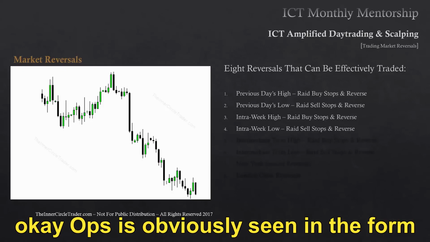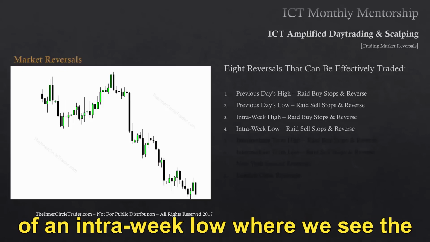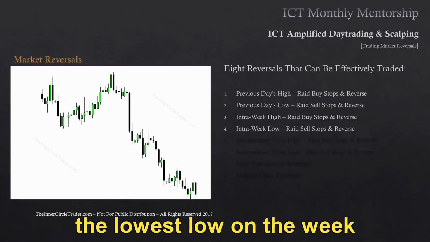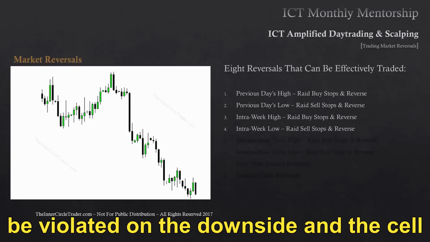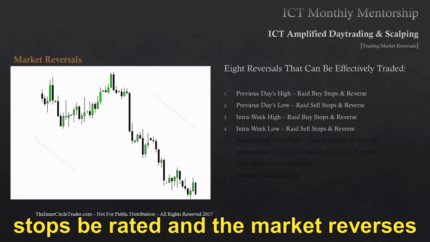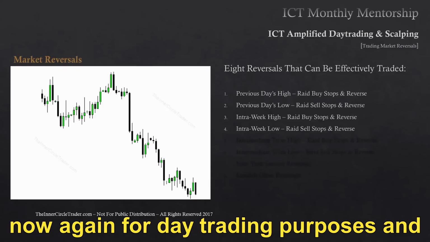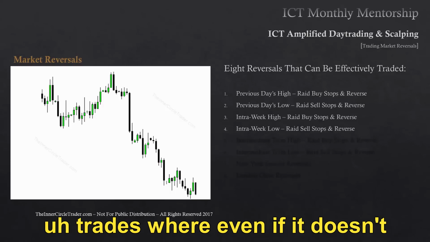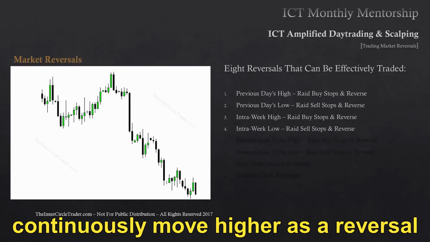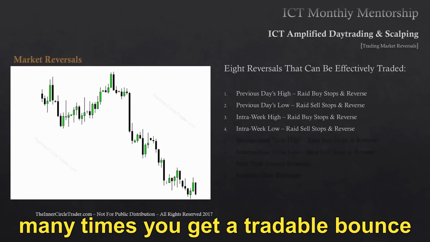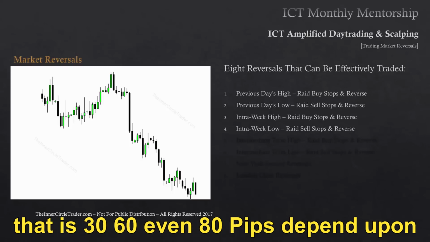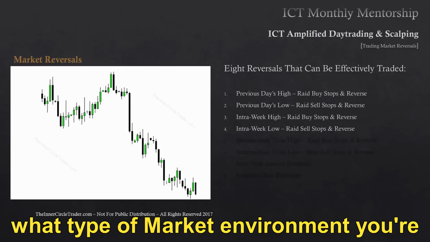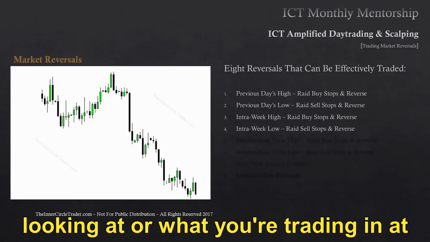Okay, the opposite is obviously seen in the form of an intra-week low, where we see the lowest low on the week be violated on the downside, and the sell stops be raided, and the market reverses. Now, again, for day trading purposes and scalping, these are really high odds trades where even if it doesn't continuously move higher as a reversal, many times you get a tradable bounce that is 30, 60, even 80 pips, depending upon what type of market environment you're looking at or what you're trading in at the time.